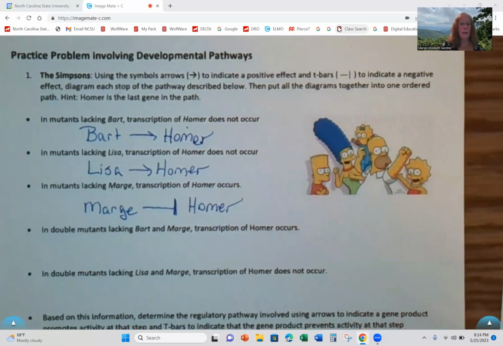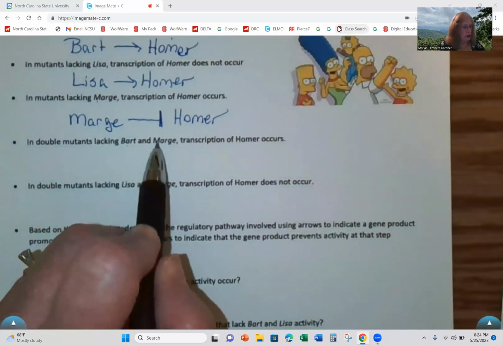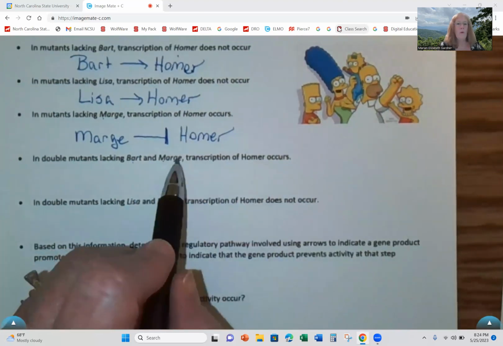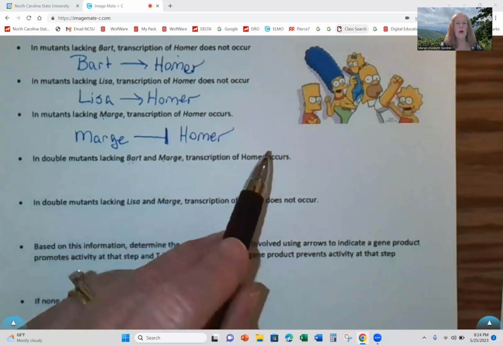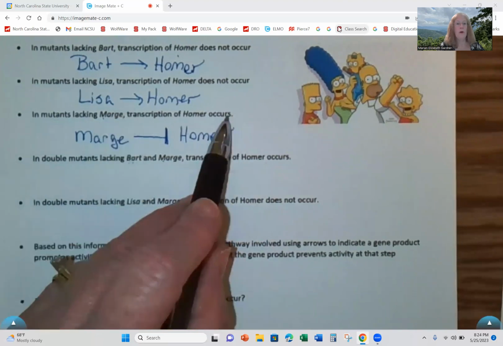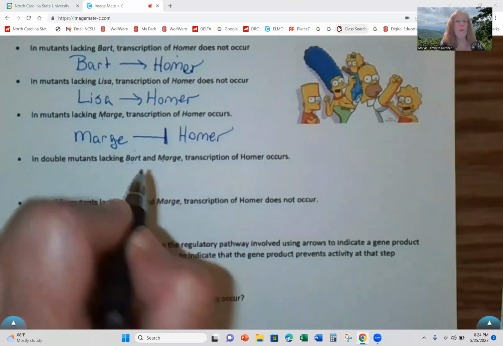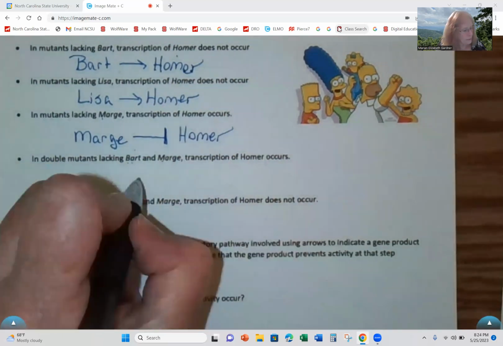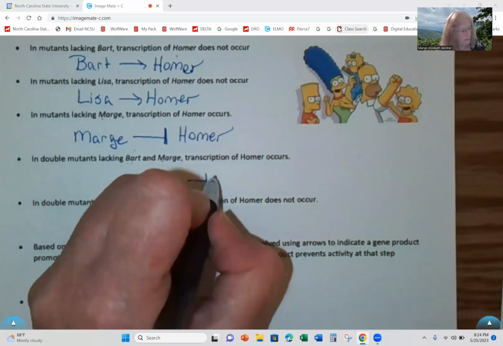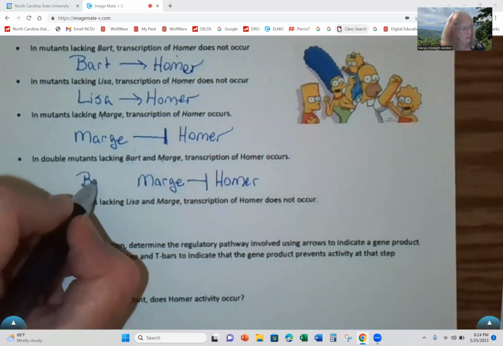So we can look at some double mutants. When I had a double mutant of Bart and Marge, transcription of Homer occurs. So I look to see which of the single mutants, Bart or Marge, causes transcription of Homer to occur. When Marge is mutant, Homer occurs. When Bart's mutant, it doesn't. That means Marge has to be closest to Homer in my overall chain. And it means Bart's back here.